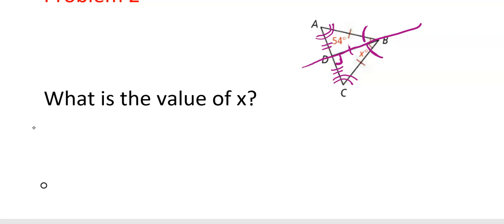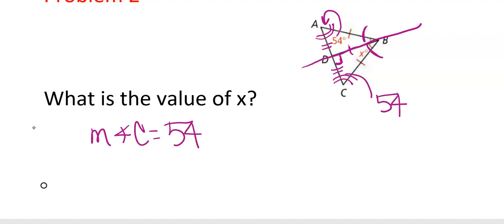X is an angle. The 54, I believe, is that angle A at the bottom. Sometimes they put these things out in the middle, and you can't really tell what it's supposed to be. Yes, it's angle A. So 54 goes with A. So how much is angle C? 54. So measure of angle C is 54. And basically we need that to find out how much that x is.